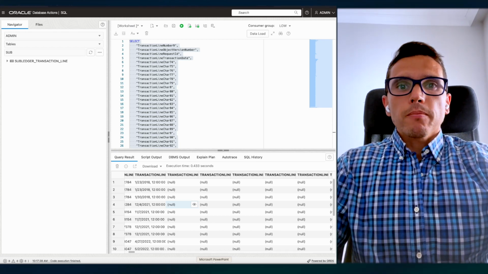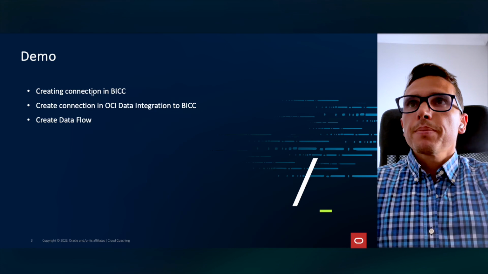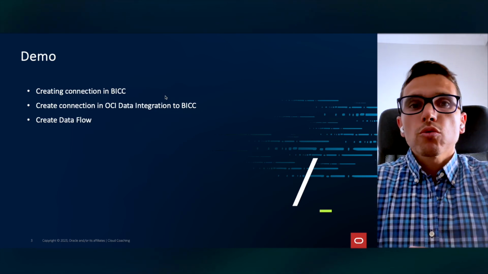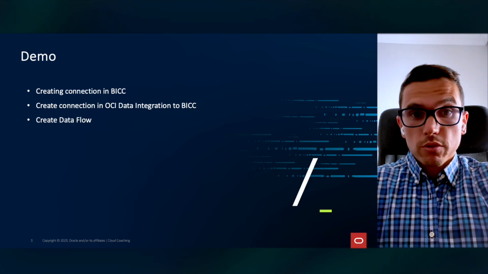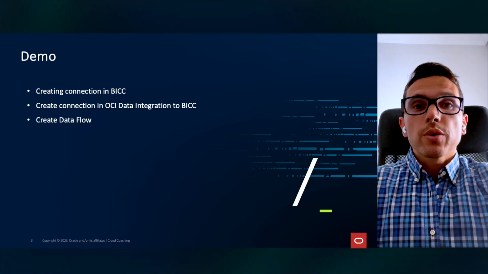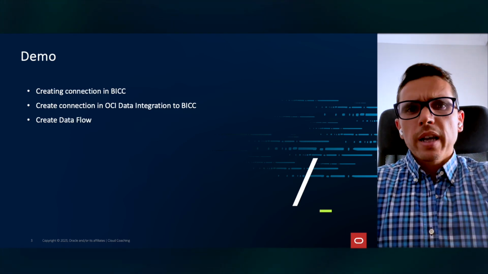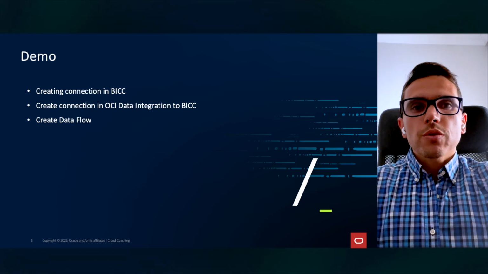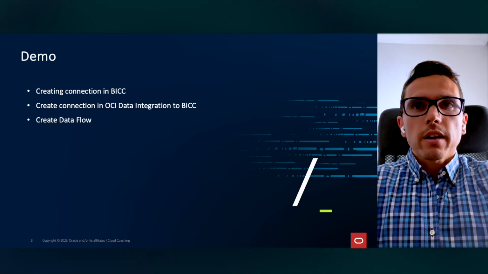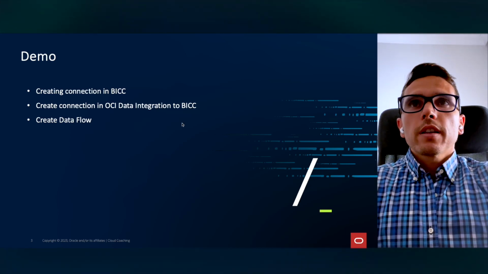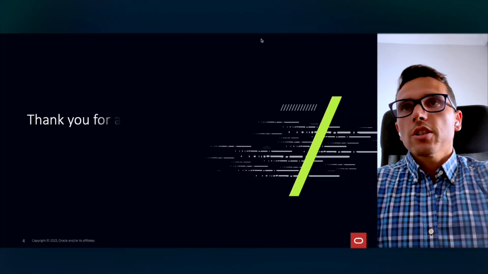Let me just recap. What we've seen was how to configure the BICC connection. Afterwards, from OCI Data Integration, how we can connect to the BICC. And in the end, we created a data flow where we capture data from the subledger transaction line and load it into the autonomous data warehouse. In case you have any doubt, please let us know.